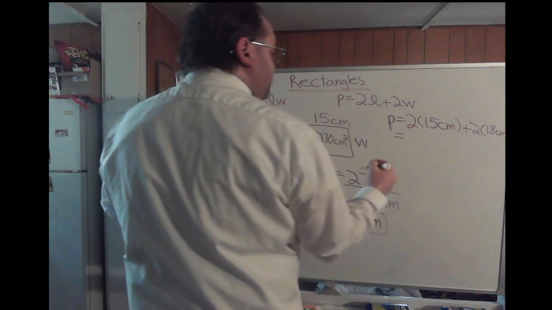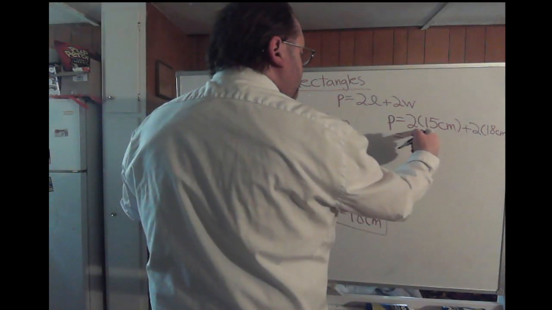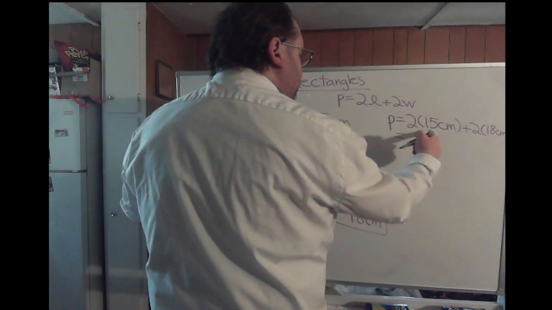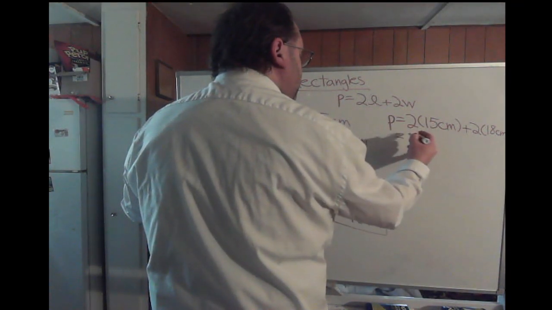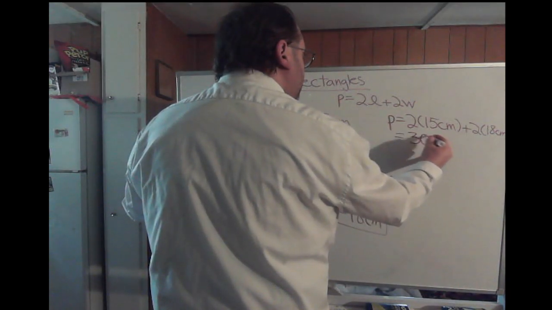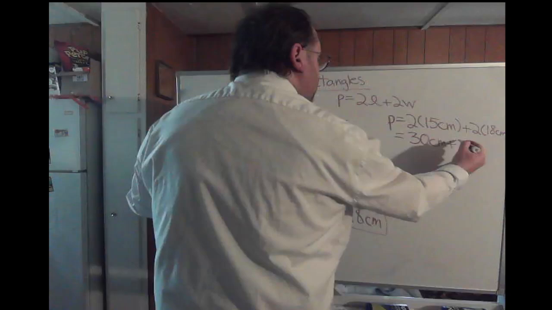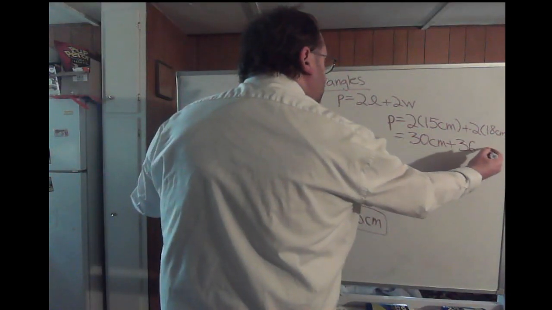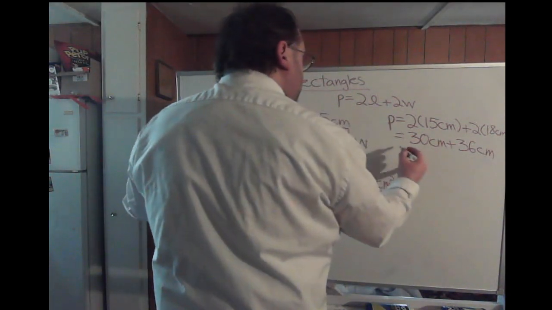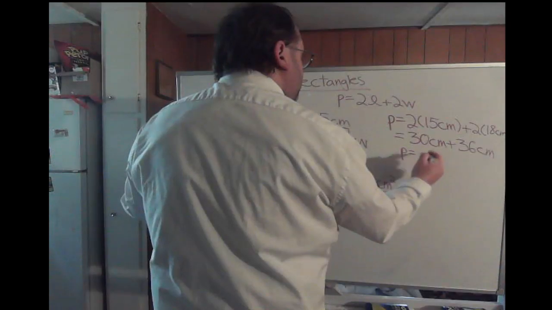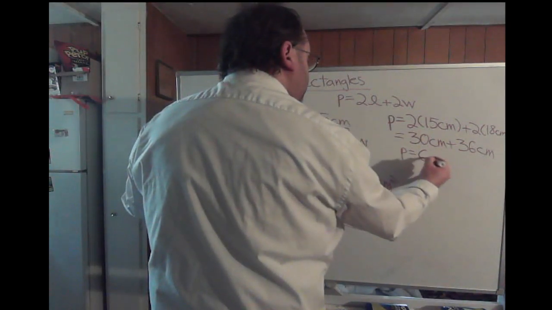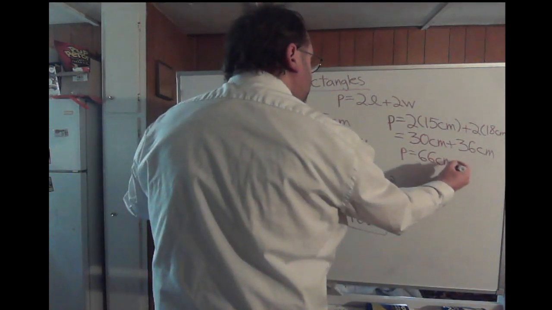So then you'll just be left with a multiplication problem to start with. The order of operations dictates the multiplication comes first. 2 times 15, that's 30 centimeters. Plus 2 times 18, that would be 36 centimeters. So your perimeter of this would equal 30 plus 36, which would be 66 centimeters.